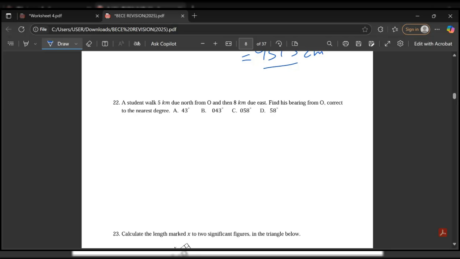Okay, good. So what we're going to have is this. A student walks 5 kilometers due north from O. Let's say we have O here. This is point O. This is 5 kilometers due north. And then from this place, after 5 kilometers, you change the direction due east. East is going to go to the right. How many kilometers? 8 kilometers. This is 8 kilometers here. So now it stopped here.